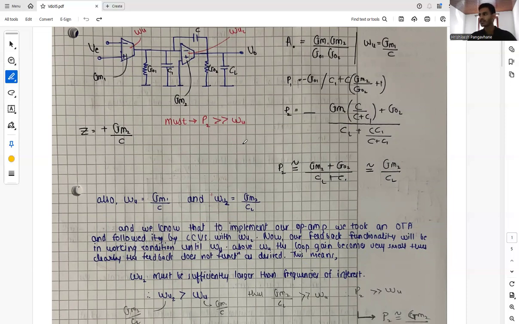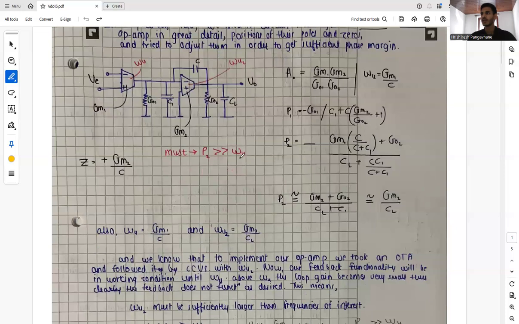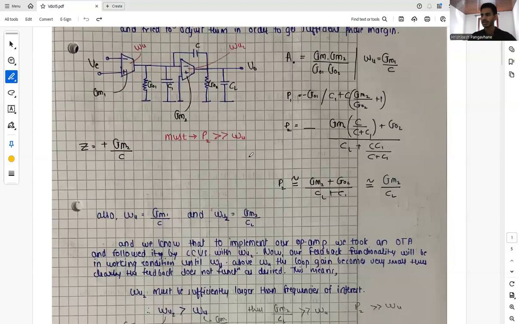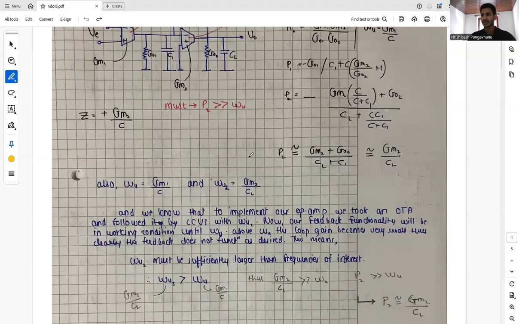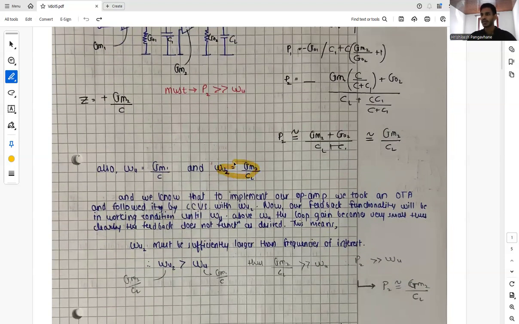Now our feedback functionality will be in working condition until the frequency omega u. When we see the Bode plot, our feedback functionality, or our curve, will be functional until omega u. After that, we reach the 0 dB range, and then our gain falls beyond 0 dB. So after omega u on the Bode plot, the loop gain becomes very small, and thus clearly the feedback does not function as desired. So this means that our omega u2 must be sufficiently larger than the frequencies of interest.